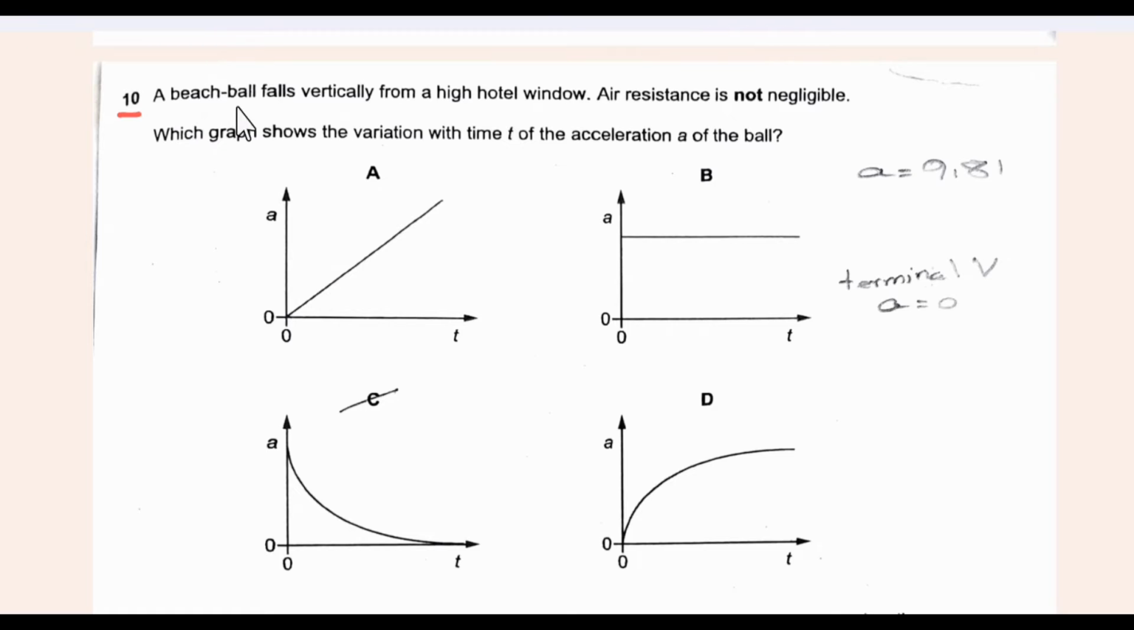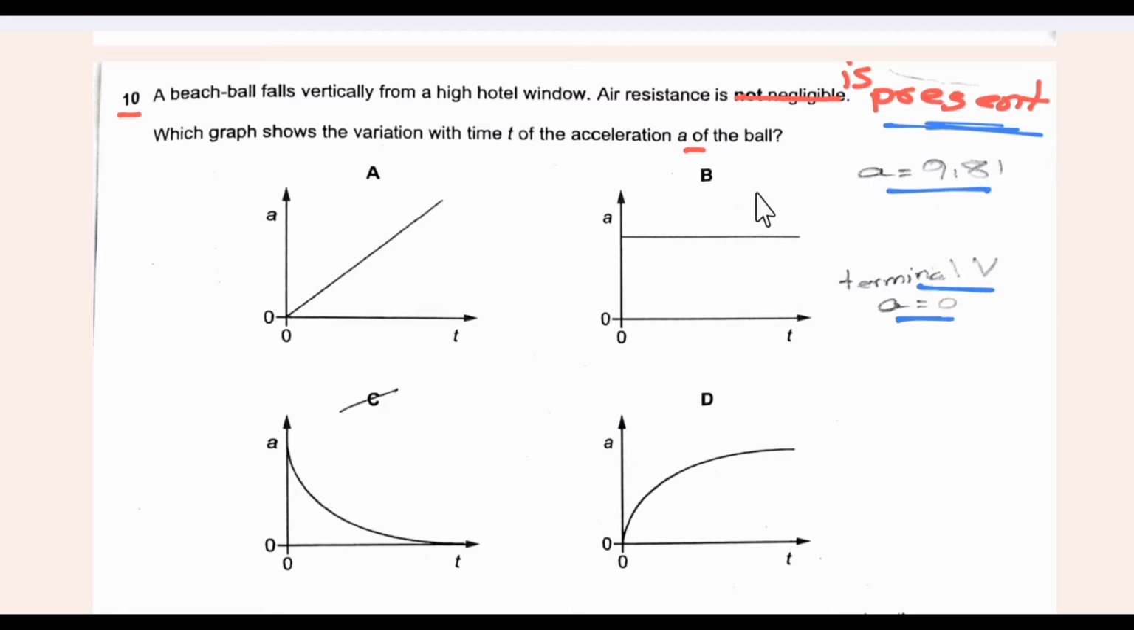In question number 10, a beach ball falls vertically from a high hotel window. Air resistance is not negligible. Which graph shows the variation with time for the acceleration of the ball? So this is an acceleration time graph. And since air resistance is present, the acceleration value, from 9.81 that is constant, would decrease to a zero acceleration at terminal velocity.